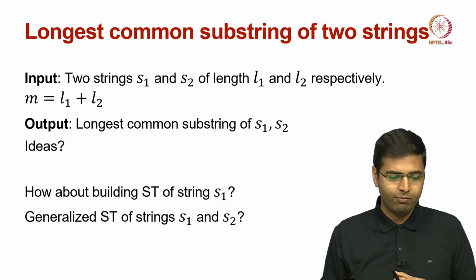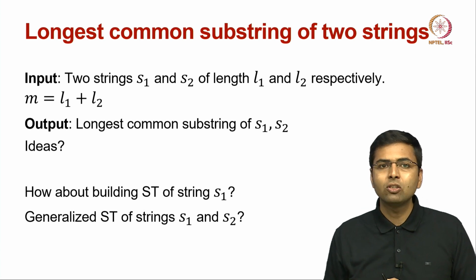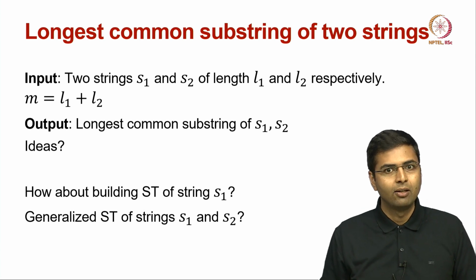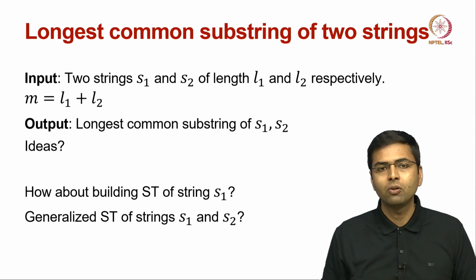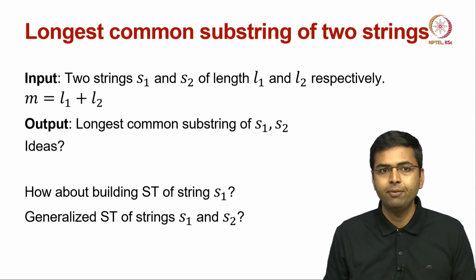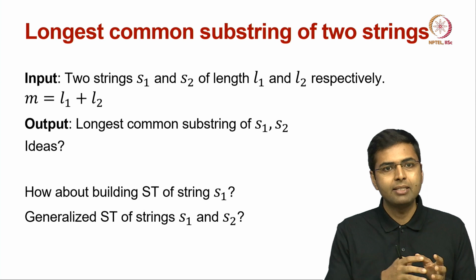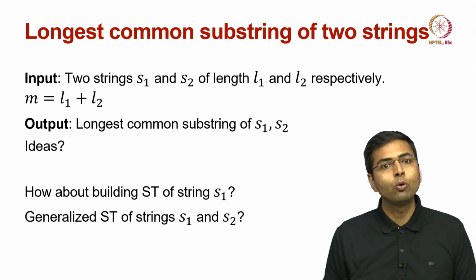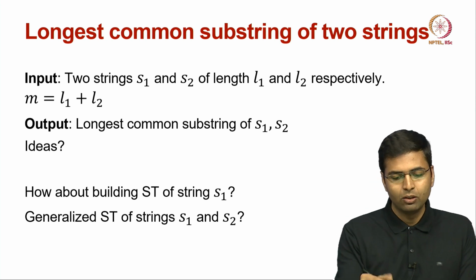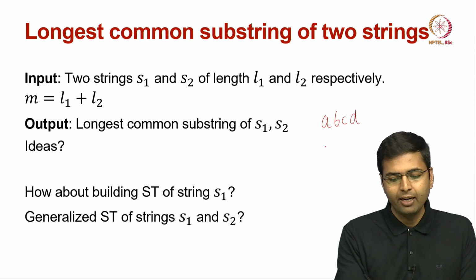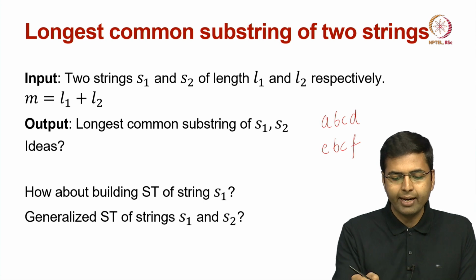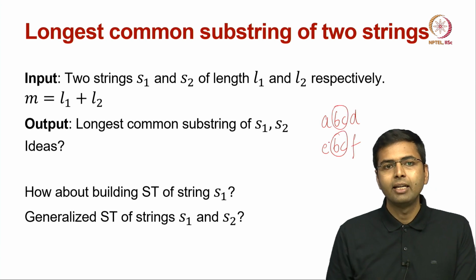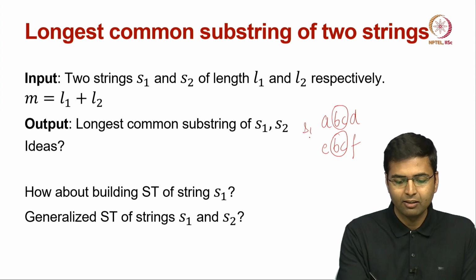Let us look at another problem. This is the longest common substring of 2 strings. What we are given is 2 strings S1 and S2 that have lengths L1 and L2 respectively. We will assume that M is their combined length, L1 plus L2. As output I want to know the longest common substring of S1, S2. So, for example, if my first string is A B C D and my second string is E B C F, then the longest common substring in these two strings is B C.